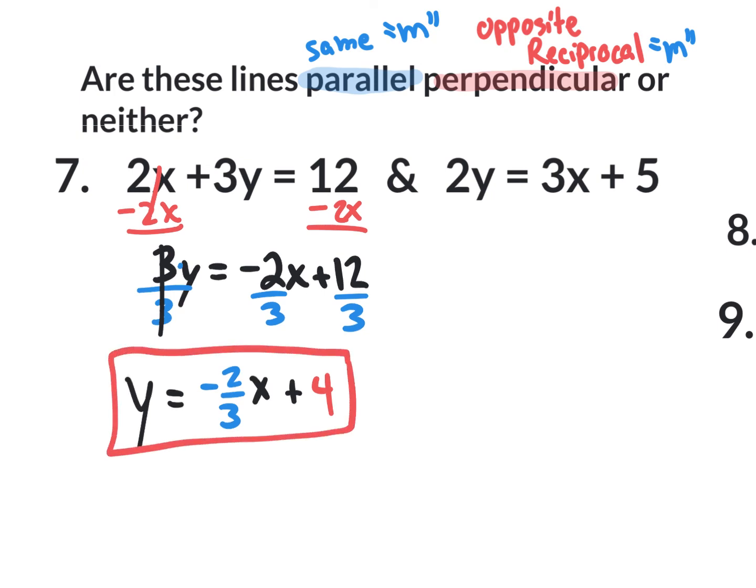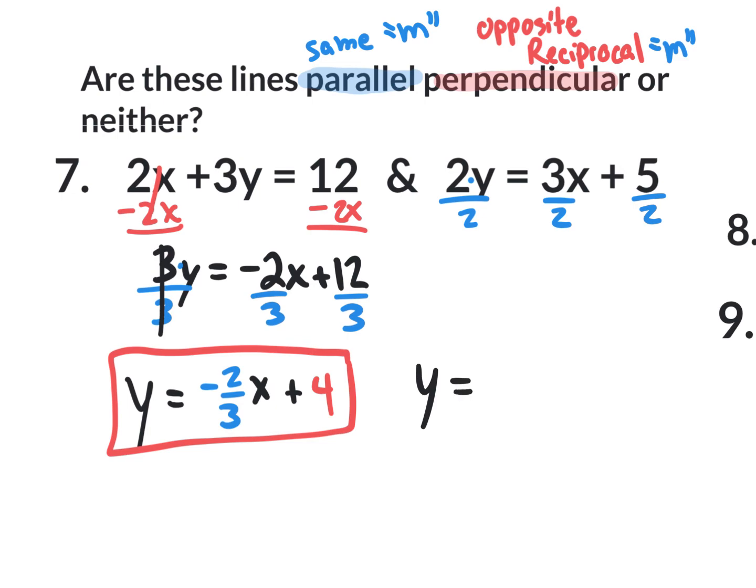I can now see my slope. I'm going to do the same for this one and see if I have the same slope or opposite reciprocal slopes or just totally different slopes. So the second equation, I need to get y by itself as well. That one's easy because I simply have 2 times y. To get rid of the multiplication of 2, I divide by 2. And what you do to one side, you do to the other entire side. So I divide everything by 2. What do I have now? I have my new equation. I'm going to write it down here.